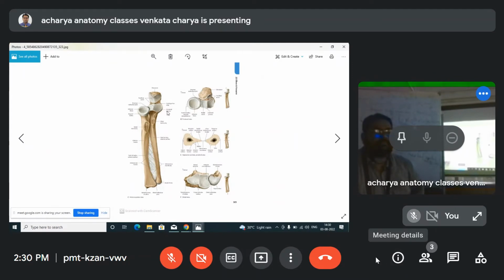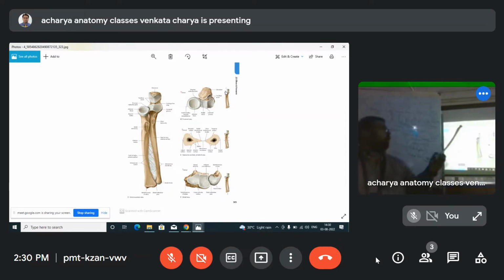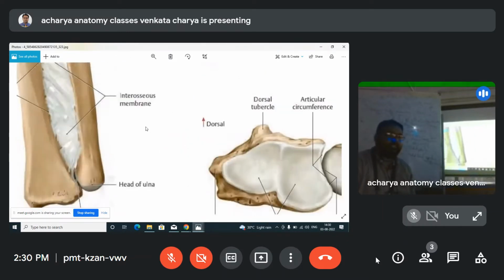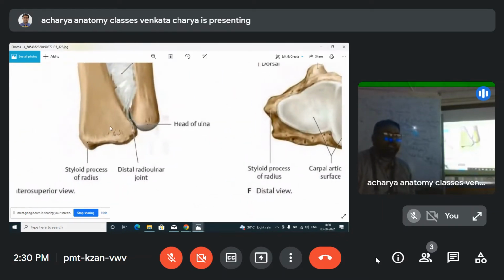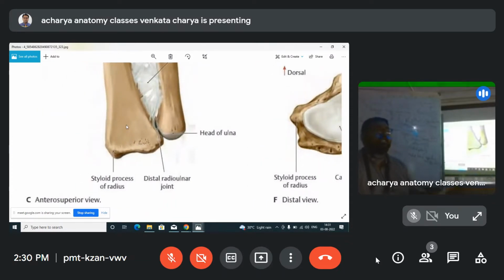Next. So the upper end is completed, right? Then come to the lower end of the radius. See here, this one is the lower end, right? The lower end consists of 1, 2, 3, 4, 5, totally 5 surfaces.